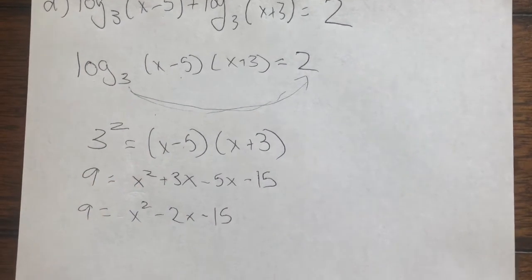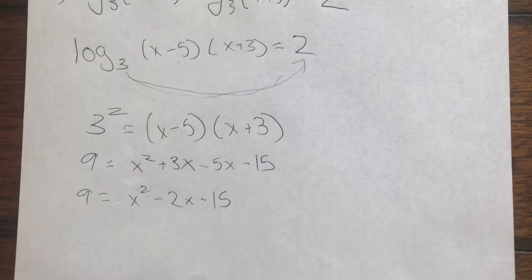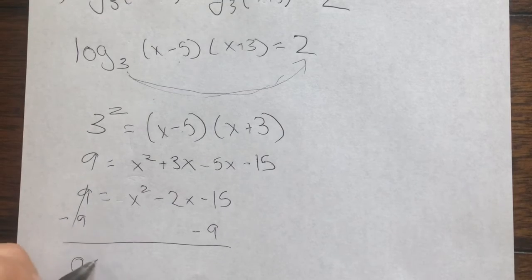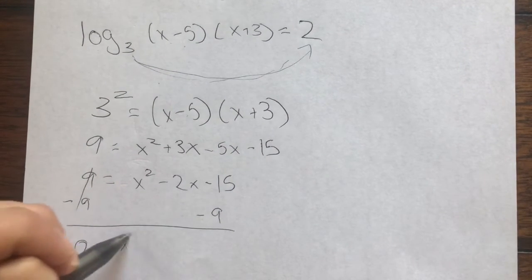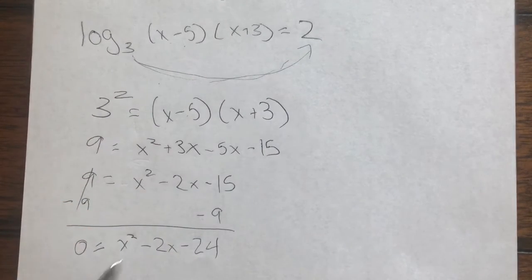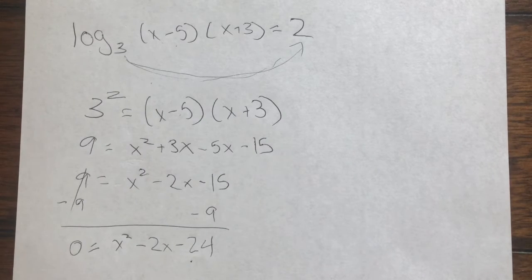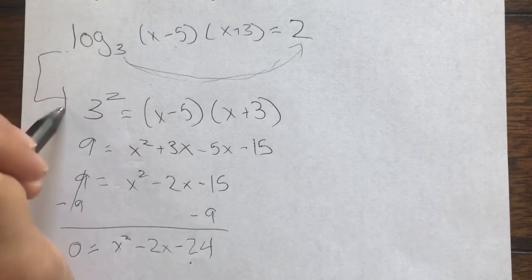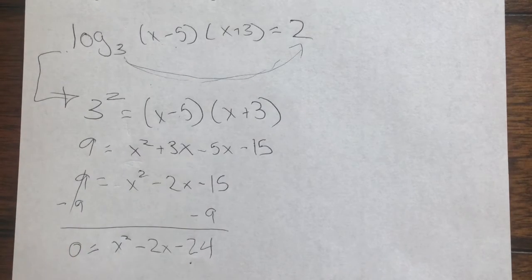And now it looks like I'm going to have a quadratic function. So what I can do is move 9 to the same side as everything else by subtracting 9 from both sides. We get 0 equals x squared minus 2x minus 24. So now we have a quadratic function after we converted the logarithmic form to exponential form. We're still solving for x, but now, instead of just having a single answer, we're going to have two answers.